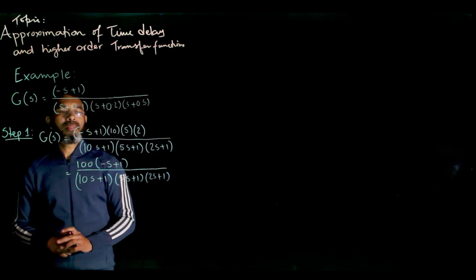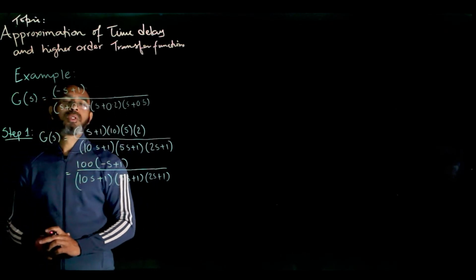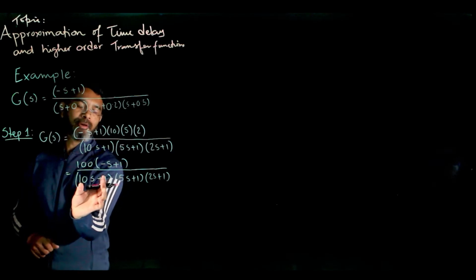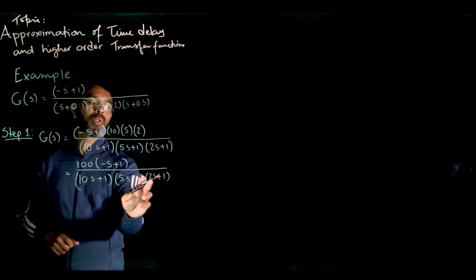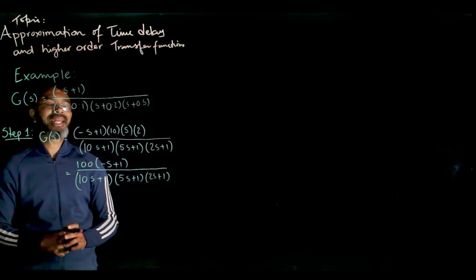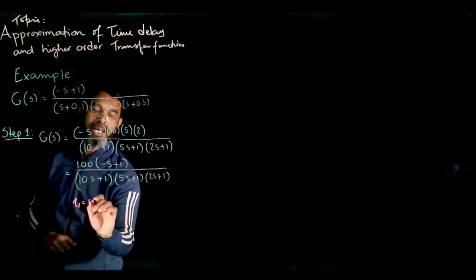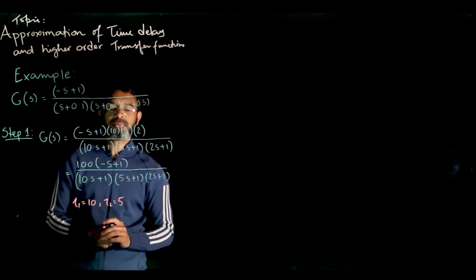Now in this method, we have to identify the first two dominant time constants. If you look at all the time constants, 10, 5, and 2, the first dominant time constant is 10. The second dominant time constant is 5. So tau 1 equals 10 and tau 2 equals 5.